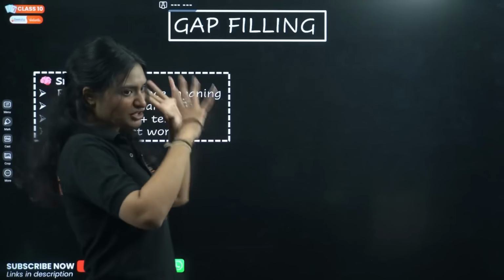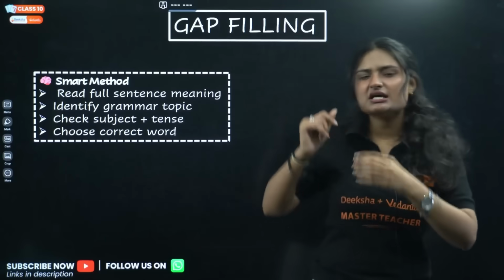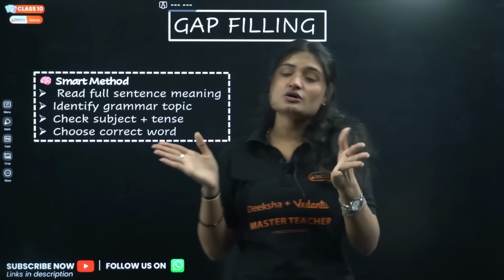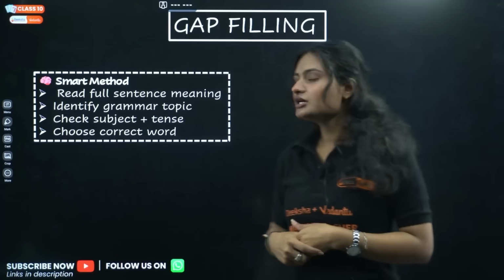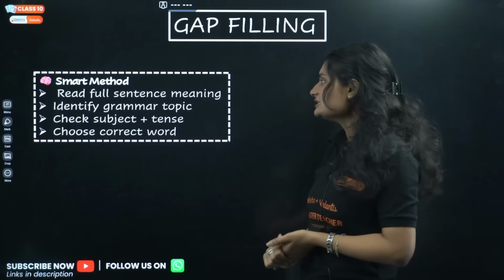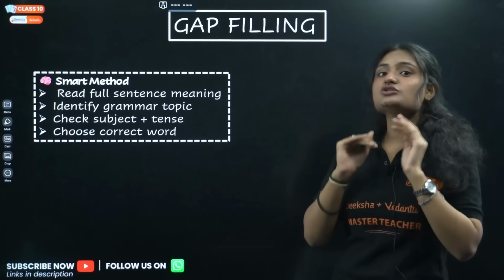Now for gap filling, in general you are given these gap filling questions: error correction, modals, determiners, articles, tenses, all these questions come under the gap filling category. Okay, so you read the full sentence meaning, identify the grammar topic we are dealing with, and then you check the subject plus tense, and then you choose the correct word.